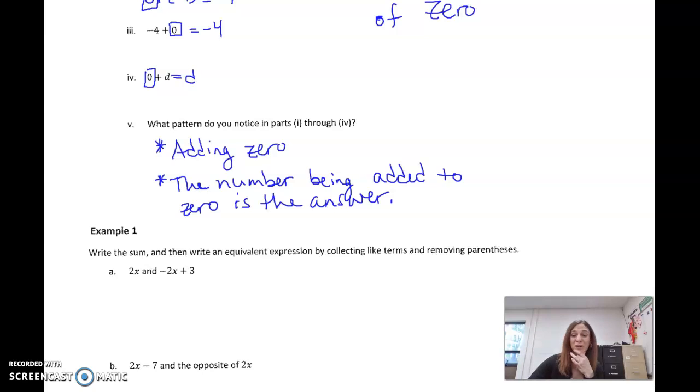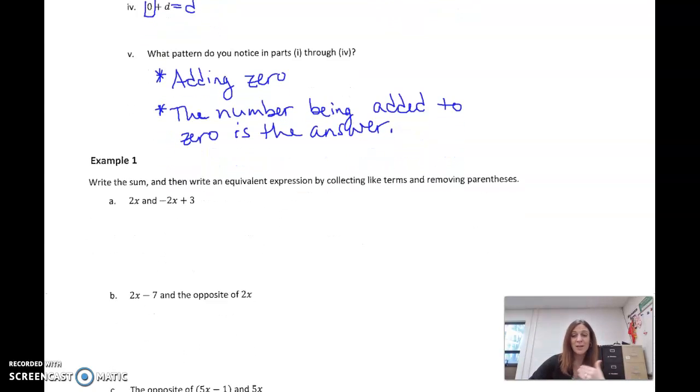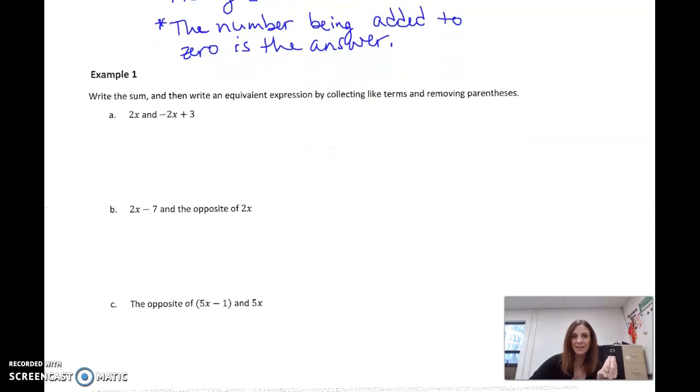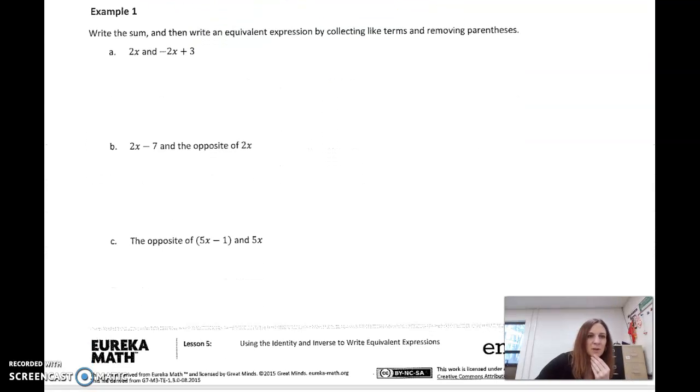This right here is what you're going to see in your homework, okay? So up until this point, we're really just focusing on inverses and opposites and adding 0. This right here is what you're going to see in your homework, so pay close attention to this part. Write the sum. What does sum mean? It's a solution to an addition problem. And then write an equivalent expression. We've been doing that by collecting like terms and removing parentheses. So where you see "and" right there, that's where your plus sign is going, okay?